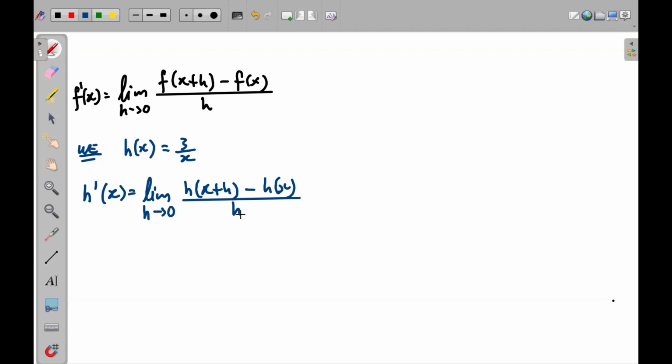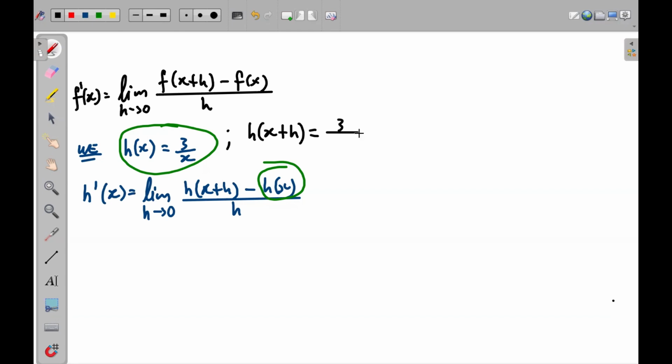Now, we already know what h of x is. It is right here, so we don't have issues there. But we need to find h of x plus h. So in the place of x, we're going to substitute an x plus h. And that's exactly what h of x plus h looks like. Then the next thing we're going to do is come to the formula and do our substitution. So h of x plus h we know is 3 over x plus h.